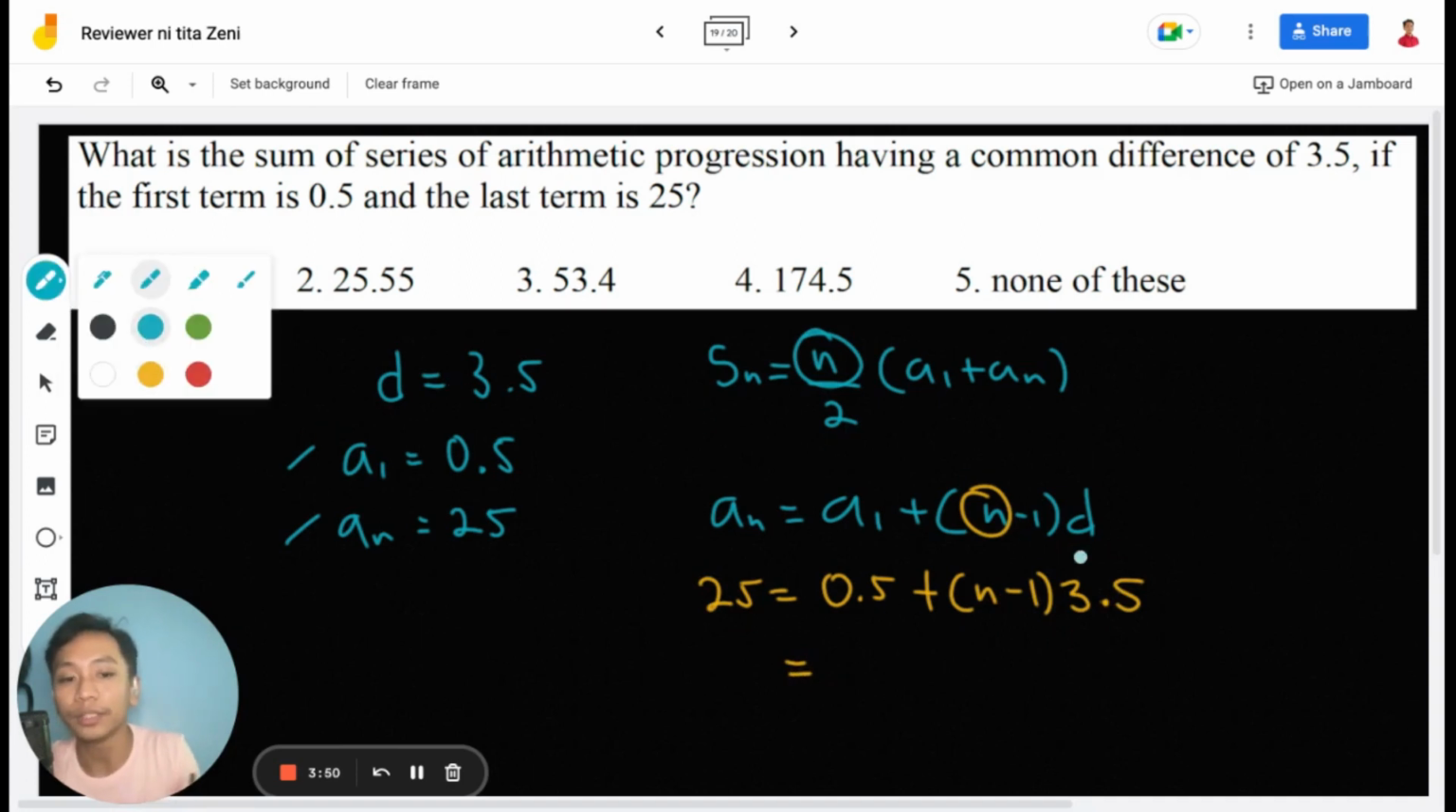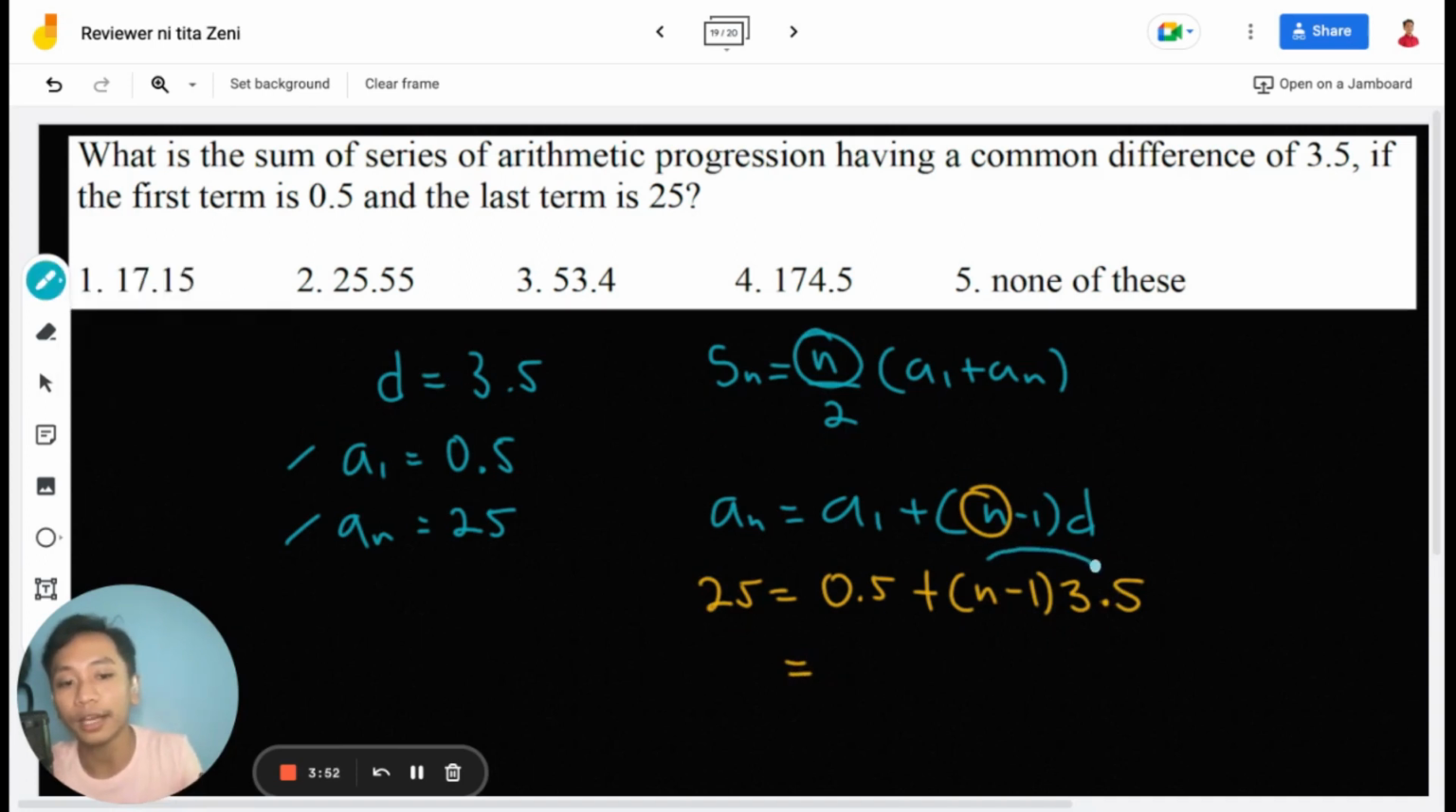First thing that you need to do here is to distribute 3.5 dun sa nasa loob ng parentheses, which is si n at saka si minus 1. That's how you distribute properly. Yan yung ibig sabihin yan, ha? Hindi lang siya para kay negative 1. Para din siya kay n. Because n minus 1 represents a number na siyang i-multiply kay d. So, you need to multiply d with the whole thing, with the entire number. So, n minus 1. Kay n at saka kay minus 1.